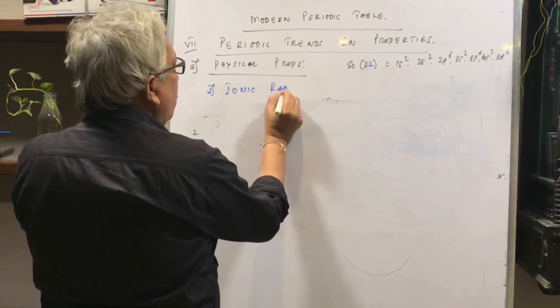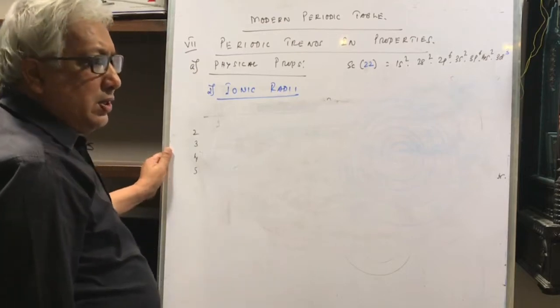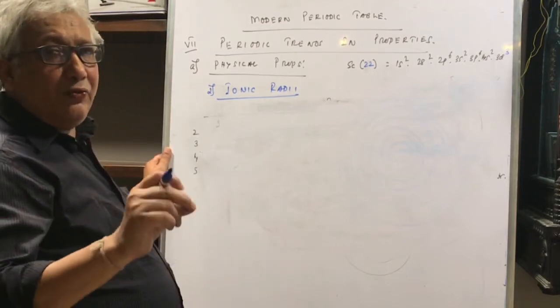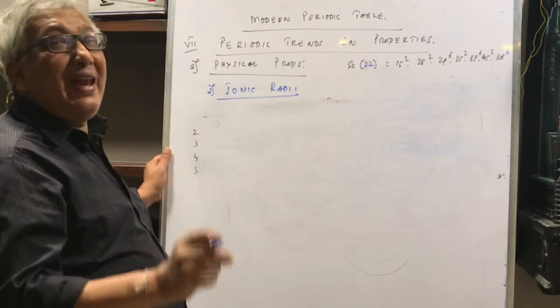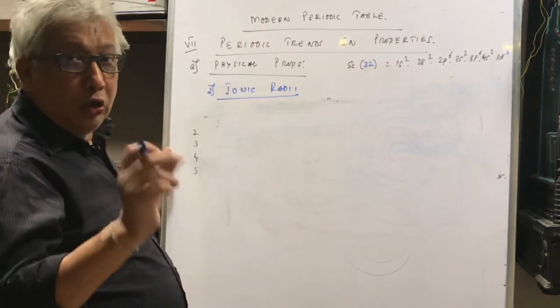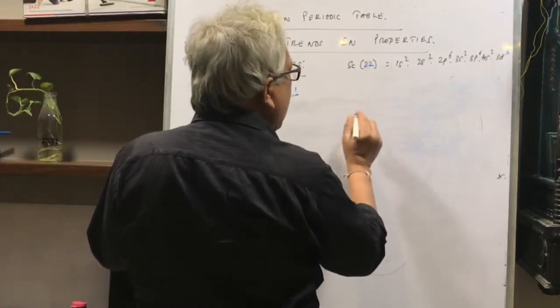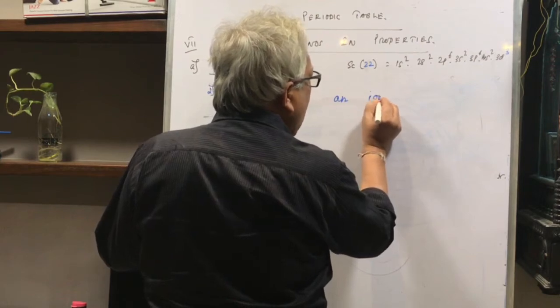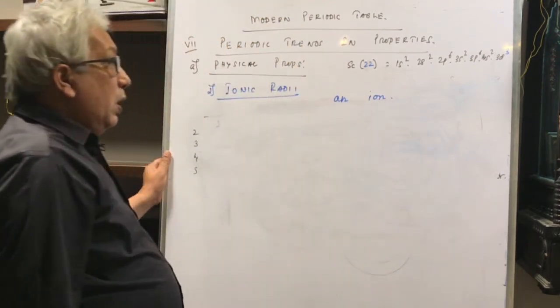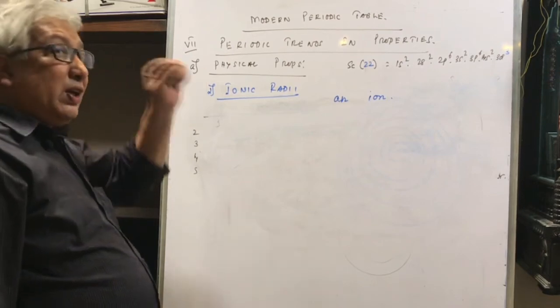First, let me give you the definition. What is ionic radius? It is the distance between the center of the nucleus and the outermost electronic shell of an ion. Is it okay? Now what kind of ions are formed?